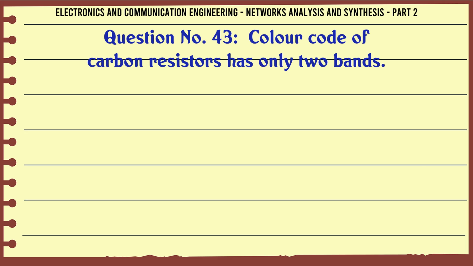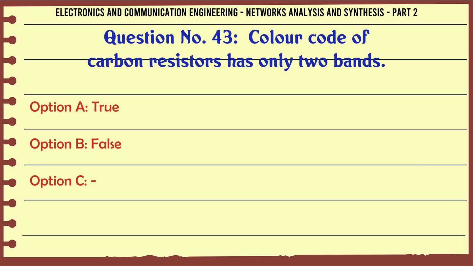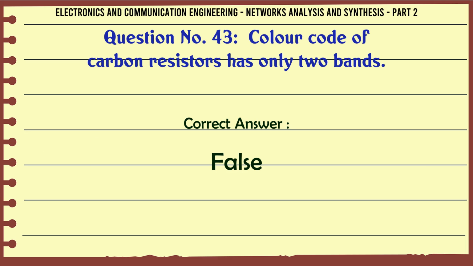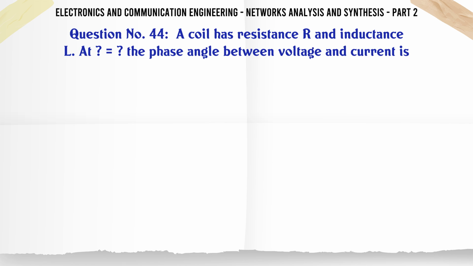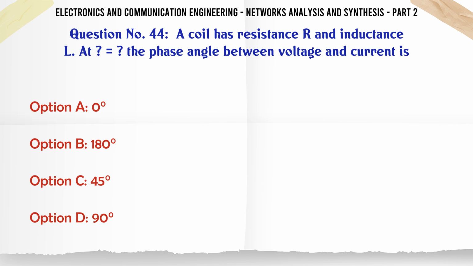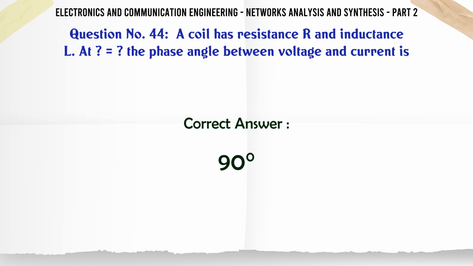Color code of carbon resistors has only two bands. A true, B false. The correct answer is false. A coil has resistance R and inductance L. At resonance, the phase angle between voltage and current is A 0, B 180, C 45, D 90. The correct answer is 90.